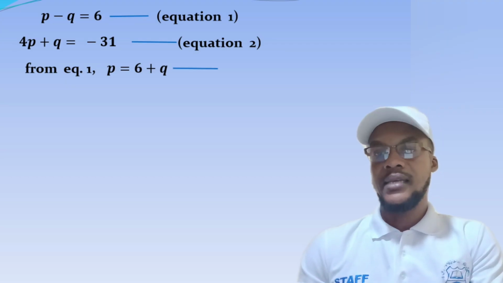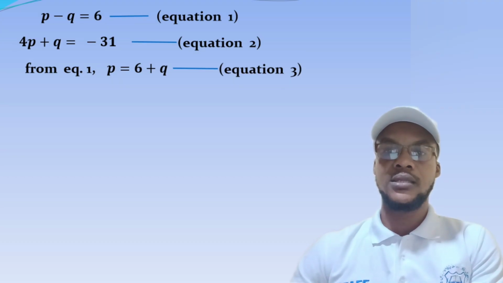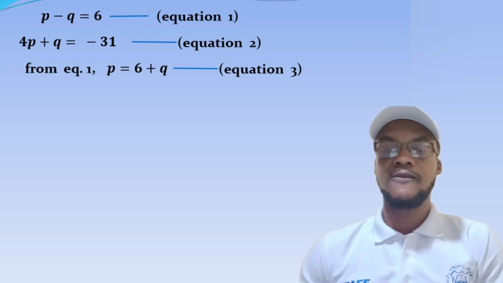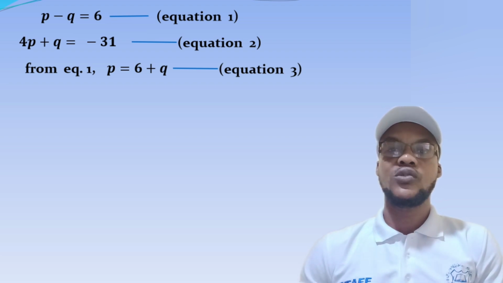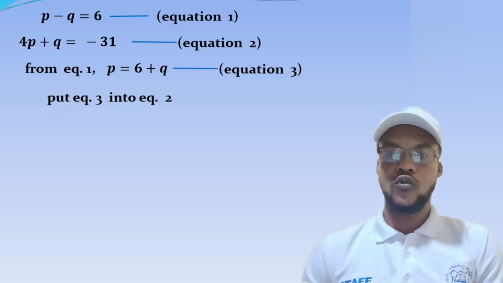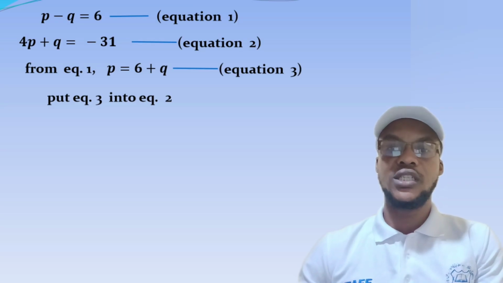And I still have another equation. Therefore, I will call this equation 3. All right, good. So this is my third equation. Once I have this equation, then I can substitute P is equal to 6 plus Q into equation 2. So I'm going to put equation 3 into equation 2.